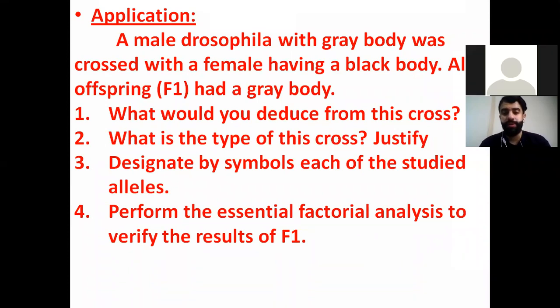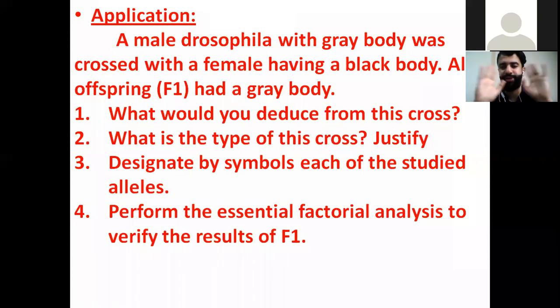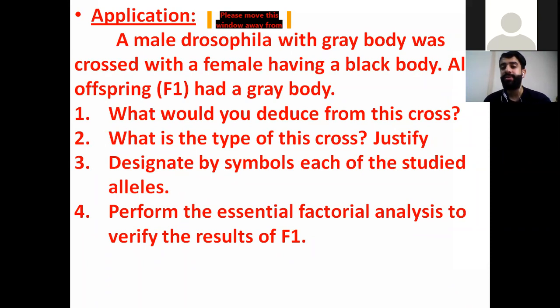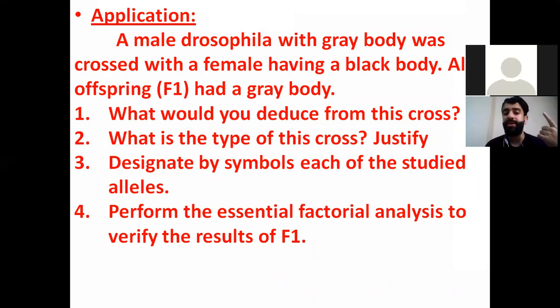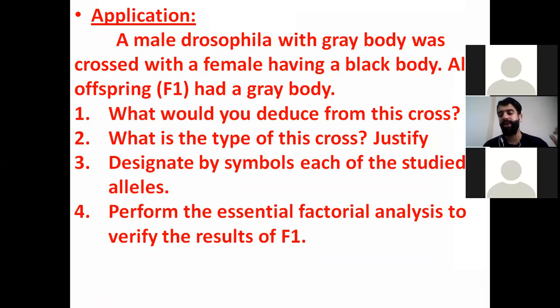I deduce from this cross that the dominant allele is the gray. Fine, good. First of all, you started the wrong way. I told you you have to copy the same way that I told you you have to know it. What do you have to say? Since all F1 had a gray body, the dominant allele is the gray, like one of the parents.